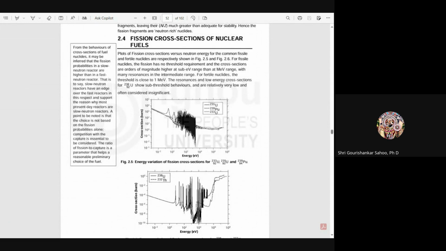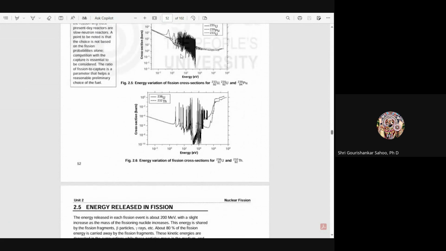So you can see the energy variation of fission cross sections for uranium 233, 235 and plutonium 239 in the figure. The fission cross section versus neutron energy for common fissile and fertile nuclides has no threshold requirement for fissile nuclides, and the cross sections are orders of magnitude higher at the sub electron volt range than at the mega electron volt range, with many resonances in the intermediate range. For fertile nuclides, the threshold is close to 1 mega electron volt, as you can see. The resonances and the low energy cross sections for uranium 238 show sub-threshold behavior and are relatively very low, and are often considered insignificant.